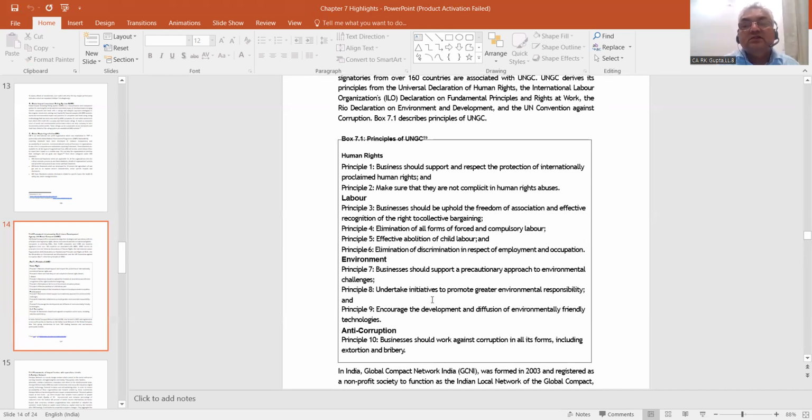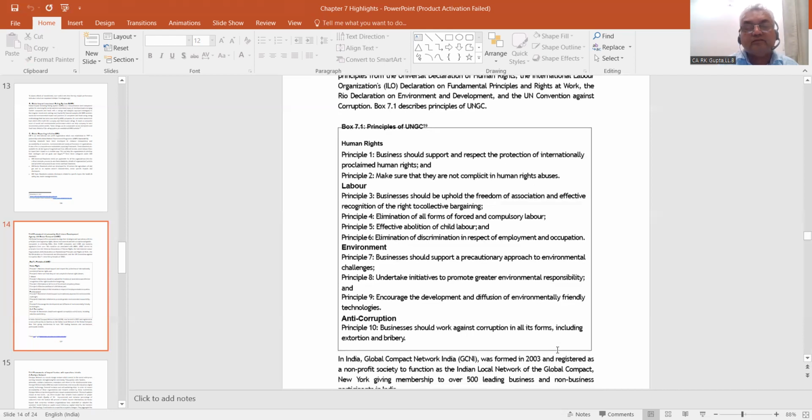Eighth principle is that it should undertake initiatives to promote greater environmental responsibility and encourage the development and diffusion of environmentally friendly technologies. Then principle 10 relates to anti-corruption. Businesses should work against corruption in all its forms, including extortion and bribery. So these are the 10 principles of UNGC.